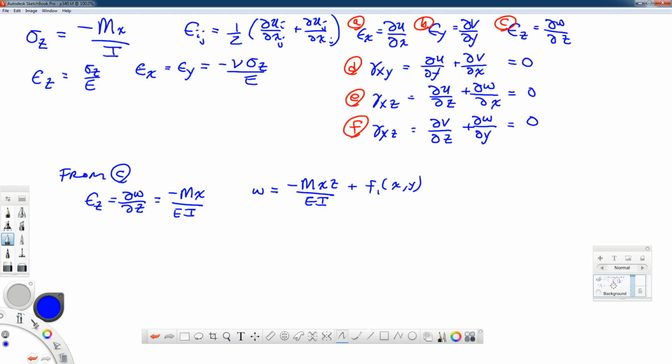So then let's take a look at the partial derivative of this with respect to x. We'll see where we'll use that in just a moment. The partial derivative of this with respect to x is minus Mz over EI plus the partial derivative of f1, which is a function of x and y, with respect to x. Now what we're going to do is use that in equation E.